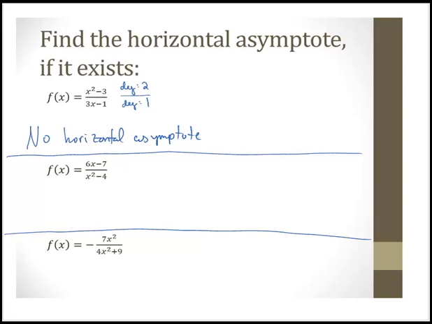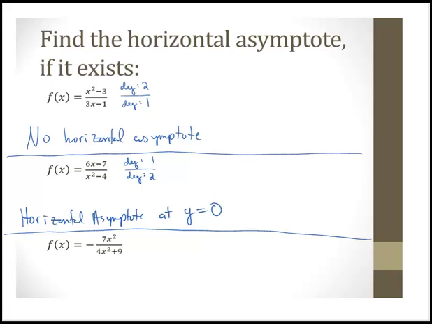Let's look at the second example. f of x is 6x minus 7 over x squared minus 4. Let's take into account the degrees. The degree of the numerator is 1. The degree of the denominator is 2. Since the degree of the numerator is less than the degree of the denominator, we will have a horizontal asymptote at y equals 0.